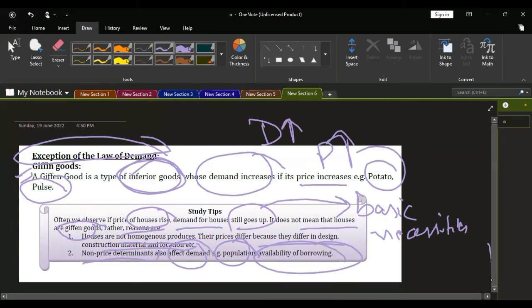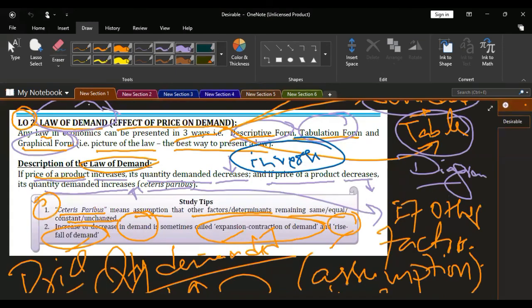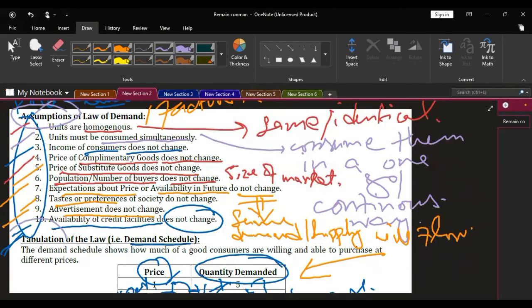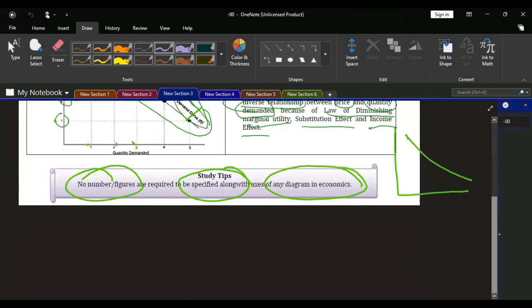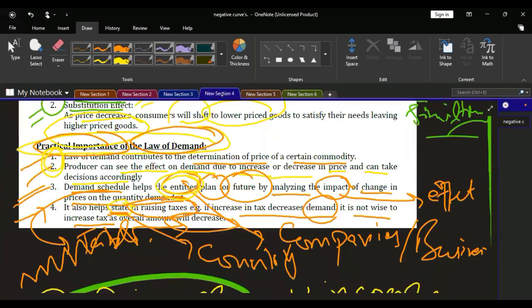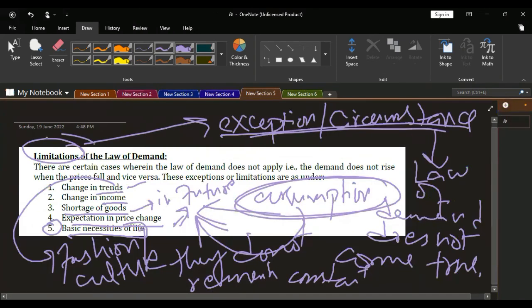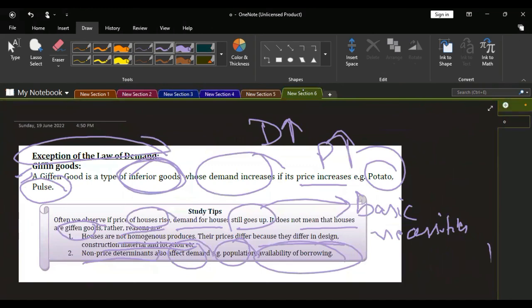So in our today's class we have comprehensively covered what is law of demand. We have studied its definition, then its assumptions, table, diagram, explanation, why the slope of the demand curve is negative. Next, limitations of law of demand, and last one is the Giffen goods, which are also considered as the exception of the general rule, or limitations, or the areas where the law does not apply. So that is the class.